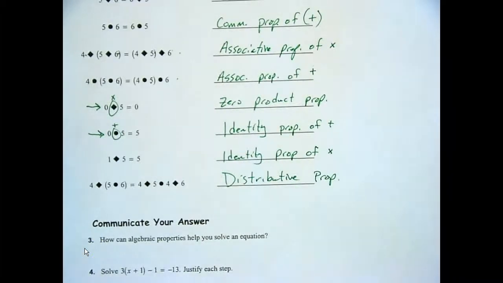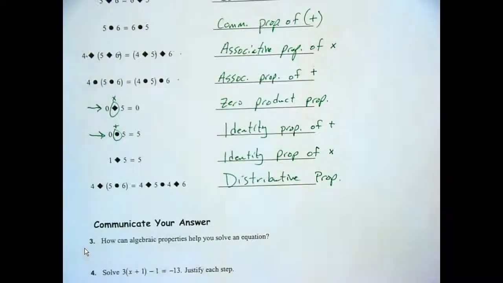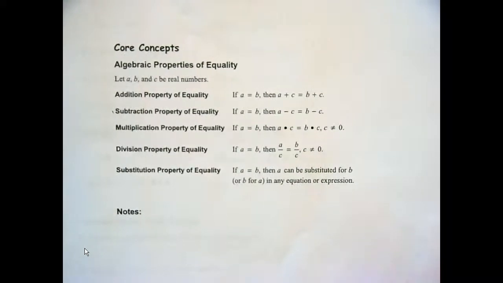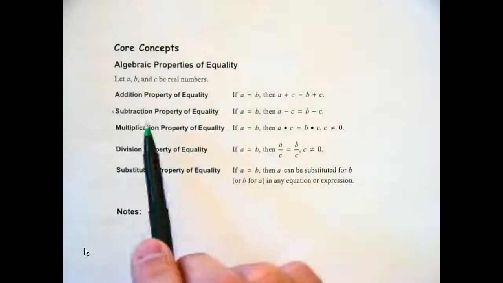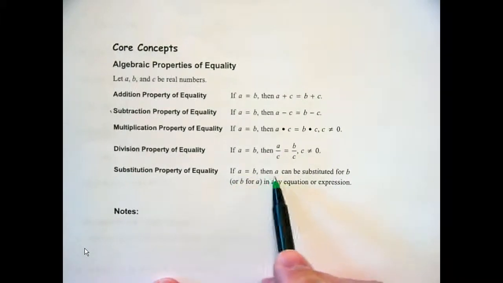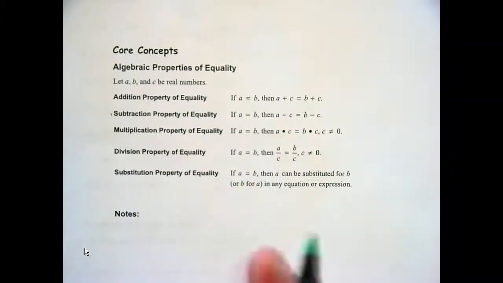All right, so you've looked at some of these properties on page 51. The algebraic properties: the addition property of equality, subtraction, multiplication, division. There's also substitution. If A equals B, then A can be substituted for B. You've done a lot of that. Cynthia?